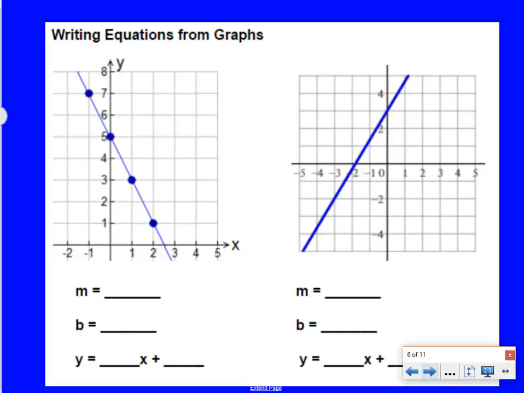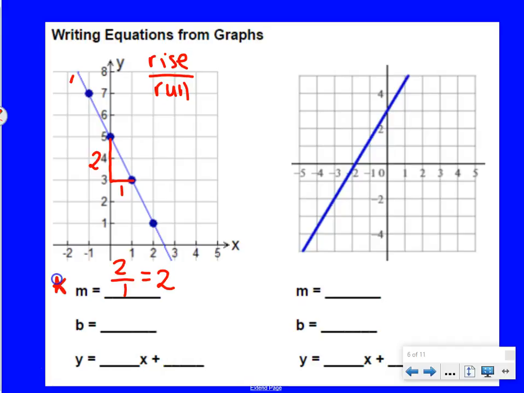Writing equations from graphs. Here we have two graphs shown. We want to write an equation from it. So the first thing we need is our m. Remember, that's your slope. So slope from a graph, we do rise over run. Pick 2 points close together. Find your rise and your run. From these 2 points, I rise 2. From those, I rise 1. We get a slope of 2 over 1, which equals 2.